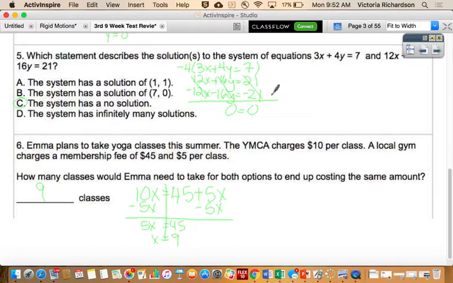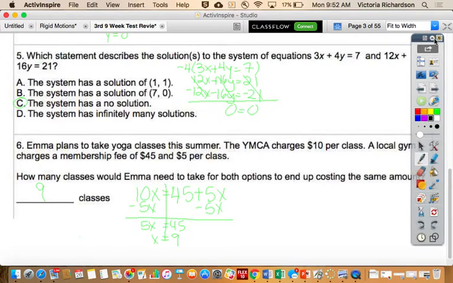And basically this is the exact same equation twice. Now the answer key said that this was no solution, but this is actually infinitely many solutions because it has the exact same equation. So basically, if we were to graph this, you would graph the same thing 2 times. The 2 lines would be exactly on top of each other. And so we would have infinitely many solutions.